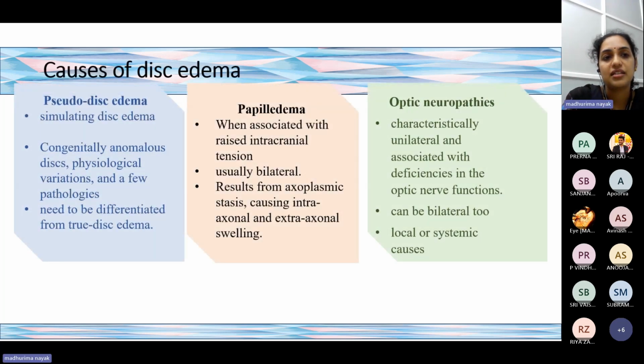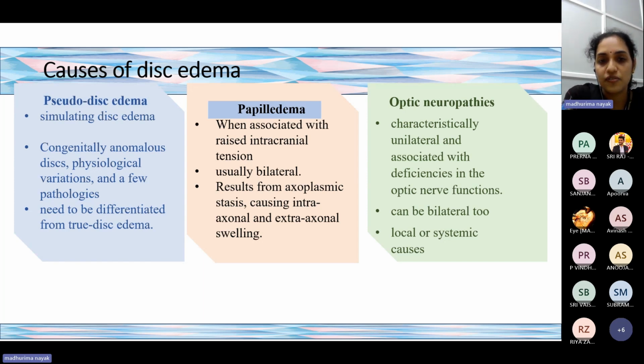So broadly, I would like to classify disc edema into three categories. Pseudo disc edema is not actual disc edema, but I want to highlight it because it simulates disc edema and causes a lot of confusion in many clinical scenarios. This group usually includes congenitally anomalous discs, physiological variations, and a few pathologies. The next condition is more deadly, and it's papilledema.